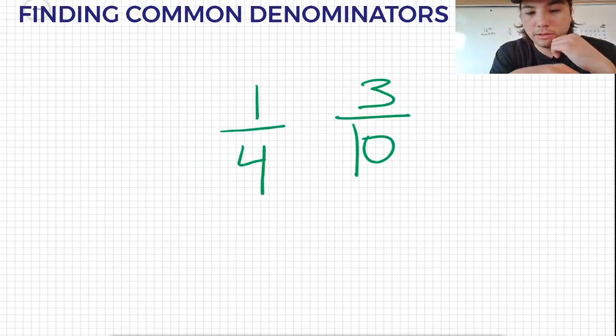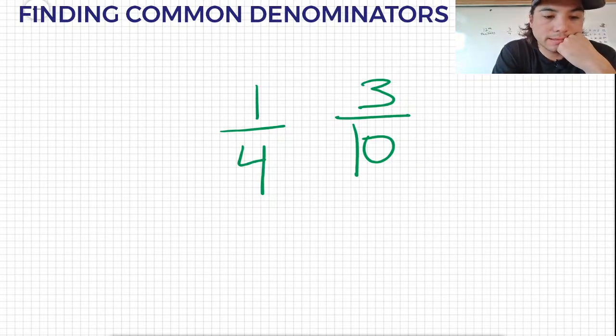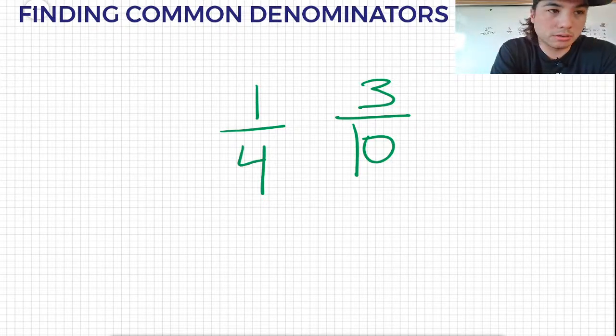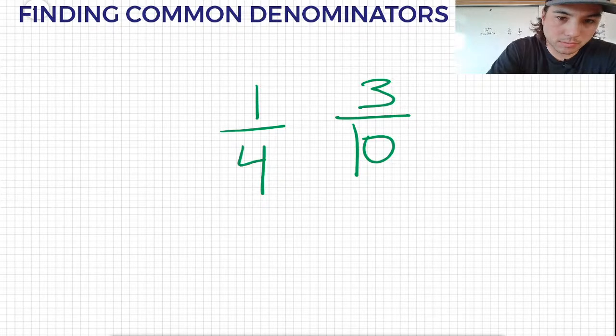1/4 and 3/10. Go ahead and list your 4s, and then list your 10s. Let's start with the larger fraction this time. Or start with the larger denominator this time. So we'll start with 10.